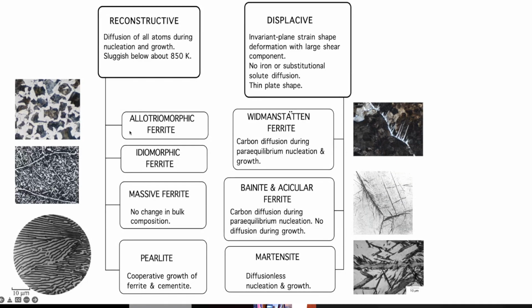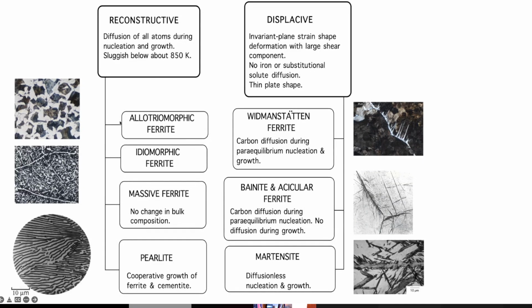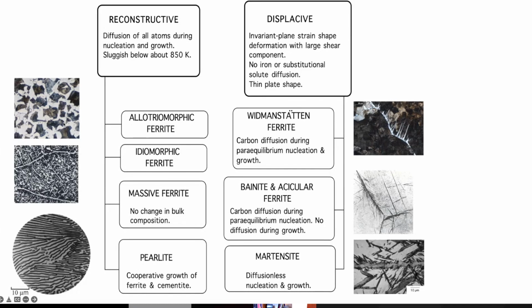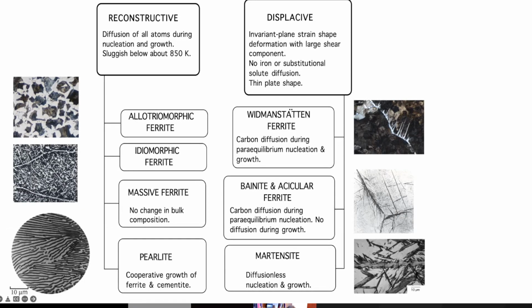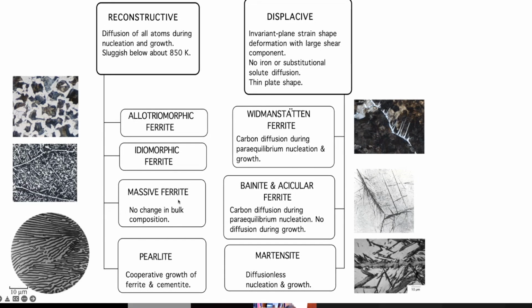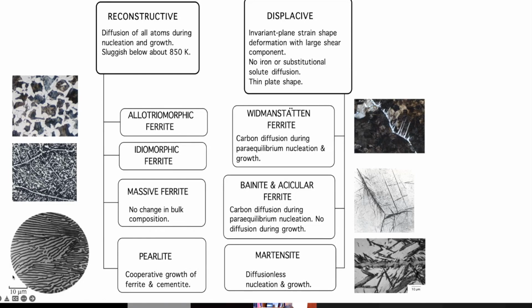So here we have what people call grain boundary ferrite, but it's more accurately called allotriomorphic ferrite because its shape does not reflect the crystalline symmetry. It's simply that it's growing rapidly along the boundaries. Idiomorphic ferrite means we have intragranularly nucleated ferrite. Massive ferrite, I'll come back to in another lecture. And pearlite, everybody knows what pearlite is.